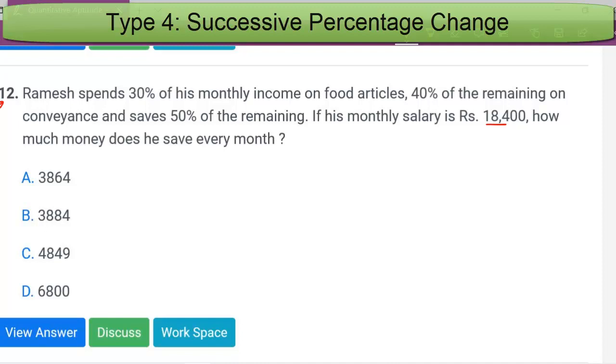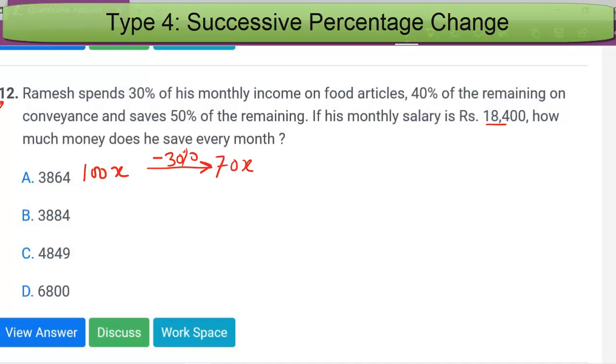So in this question also it would be easy if you start taking from 100x, but here the total amount is given, so you can definitely start from this amount. Otherwise you can also start with 100x. If I am starting with 100, that means he is having 100x initially. What is said: he has spent 30% of his monthly income, so he is left with 70x, 70% is left.